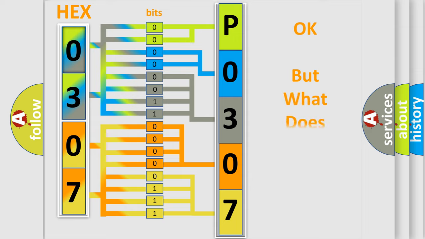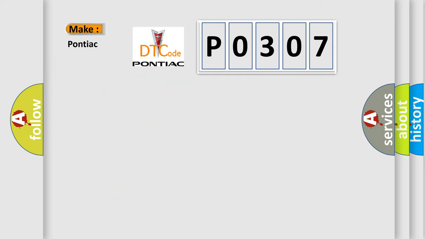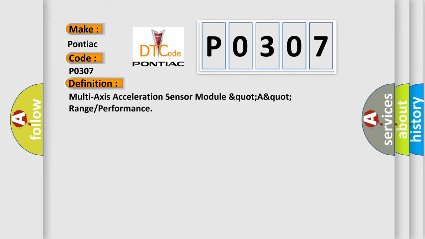The number itself does not make sense to us if we cannot assign information to what it actually expresses. So, what does the Diagnostic Trouble Code P0307 interpret specifically for Pontiac car manufacturers? The basic definition is multi-axis acceleration sensor module quad A range or performance.